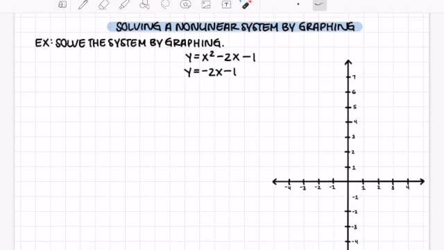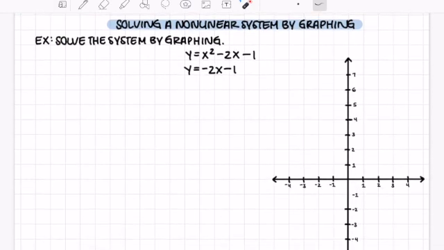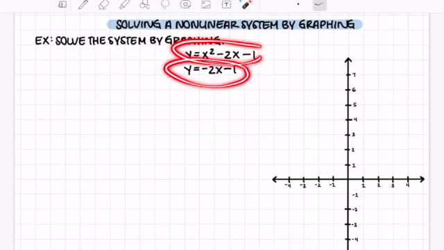So the first way that we could solve nonlinear systems is by graphing them out. So let's say you have these two equations here. You have y equals x to the power 2 minus 2x minus 1 and y equals negative 2x minus 1. First thing that I want to do is graph out both equations onto the graph here.